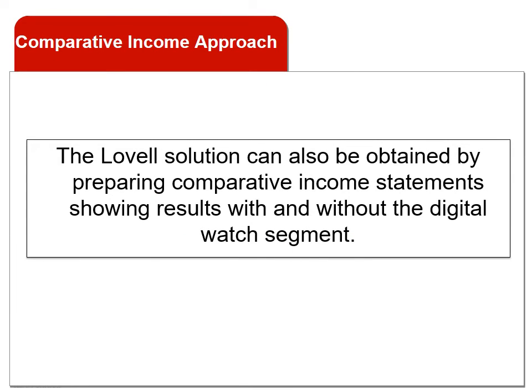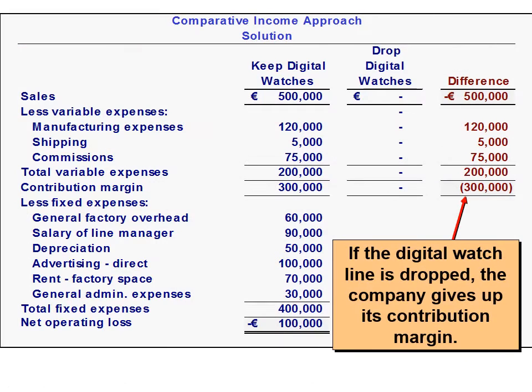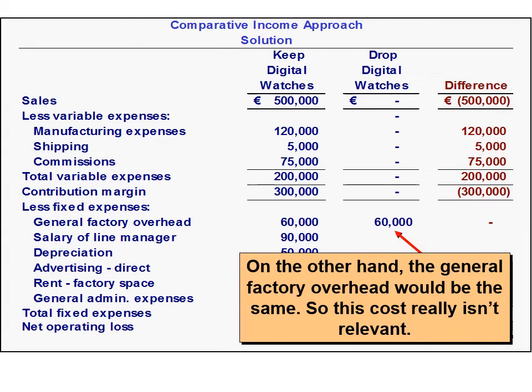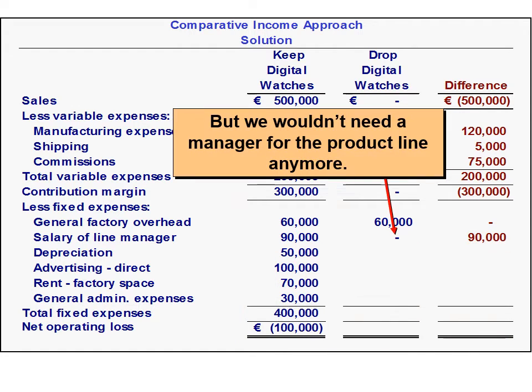Comparative income statements can also be prepared to help make the decision. Let's look at the second approach. These income statements show that if the digital watch line is dropped, the company loses €300,000 in contribution margin. The general factory overhead would be the same under both alternatives, so it is irrelevant. The salary of the product line manager would disappear, so it is relevant to the decision.